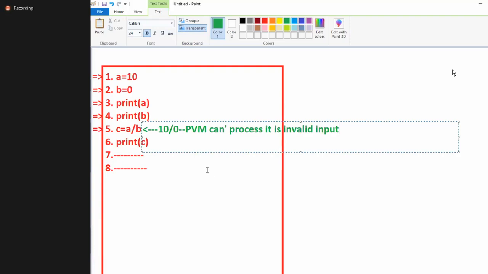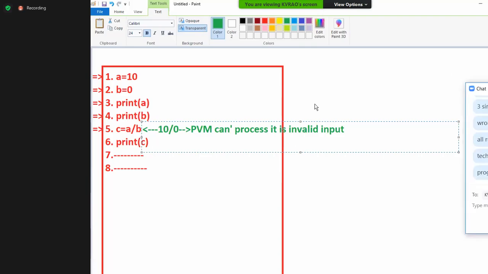Coming to the point. PVM cannot process because it is called invalid input. Every invalid input is called what? You answer my question, that's it. You don't go for your own knowledge. I don't want that knowledge. Tell me, every invalid input is called what? Follow my knowledge. Exception. It is an exception. Every invalid input is called an exception.